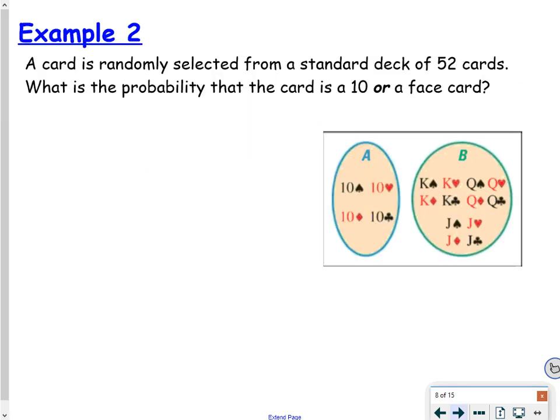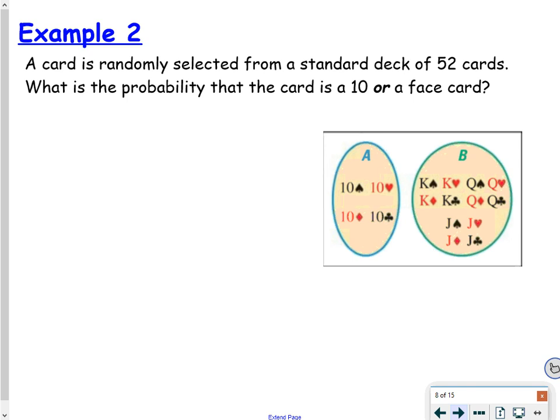Like I said, the most important thing to decide first is whether these events are disjoint or overlapping. In this example, take a look at the diagram that we have. Notice that these two circles are not overlapping. There are no outcomes in common between those two events.